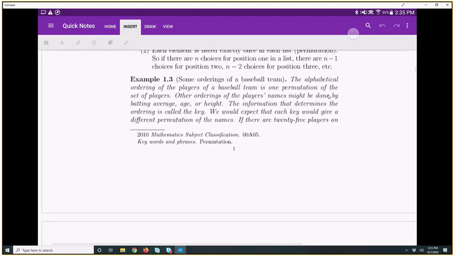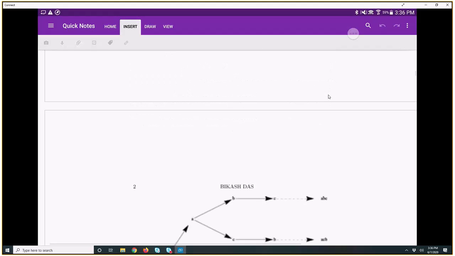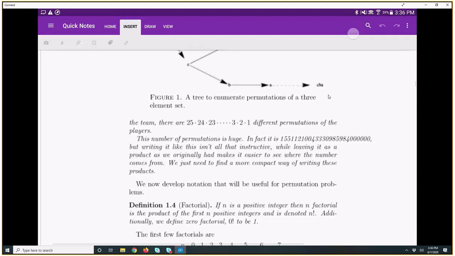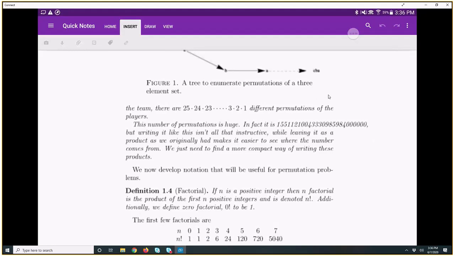Another example might be orderings of the roster for a baseball team. The alphabetical ordering of the players is one permutation. Other orderings might be done by batting average, maybe age or height. The information that would determine the specific ordering would be called the key, and we would expect that each key would give a different permutation of the names. If there are 25 players on the team, then there are 25 times 24 times 23 and so on, times 3 times 2 times 1, different permutations of the players.